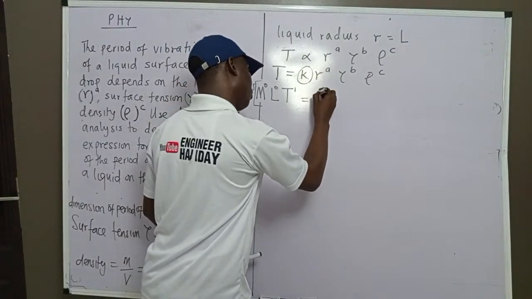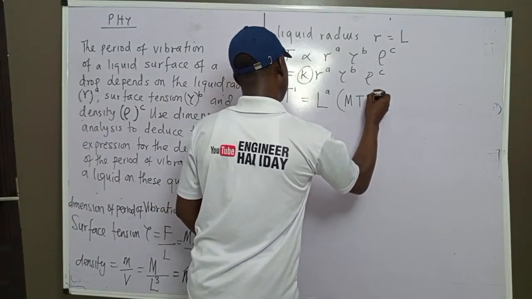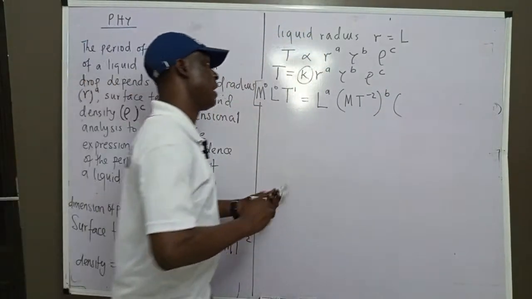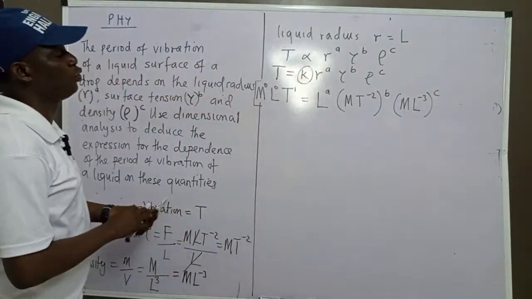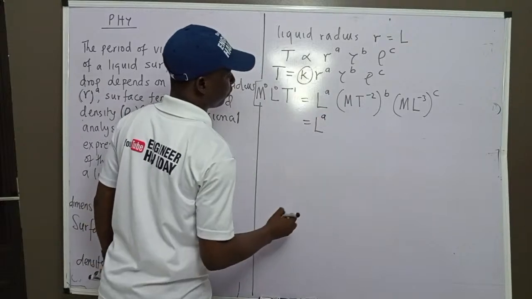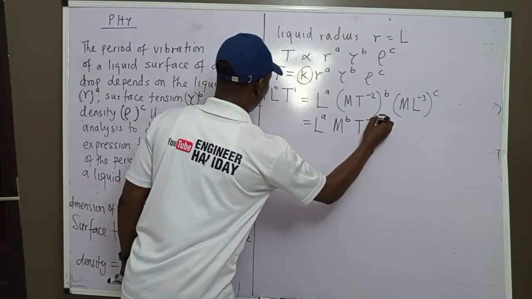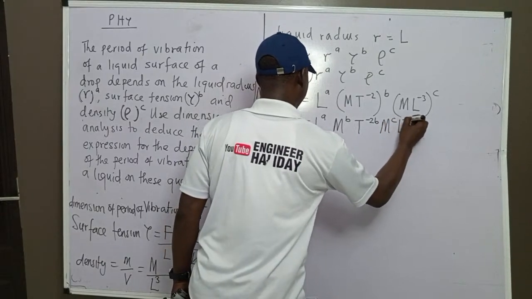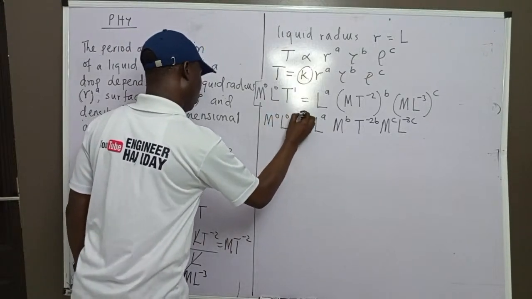So radius now becomes L raised by a. The dimension of surface tension is M T raised by minus 2, then raised by b. Then density is M L minus 3 raised by c. Now, having done that, what we do now is open the bracket. So L raised by a. Then M raised by b. Then T raised by minus 2b. Then M raised by c. Then L raised by minus 3c. Is equal to M raised by 0, L raised by 0, T raised by 1.